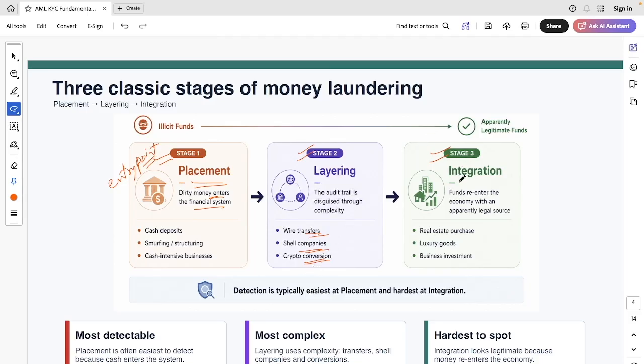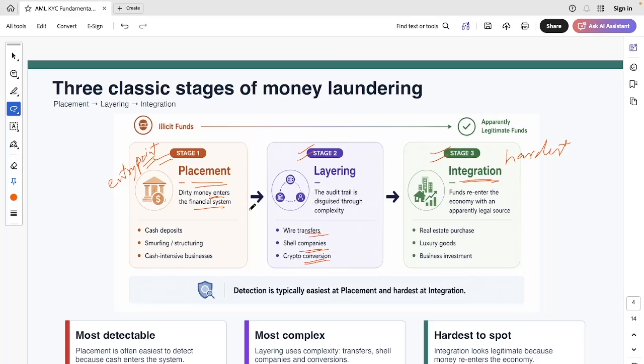Third stage is integration. Integration means money comes back looking legitimate. This is when the money comes back into the economy looking legal. It may appear as proper investment, business profit, consultancy income, loan repayment, luxury assets, or foreign investment. This is the hardest stage to spot because the money now looks clean. The money has already got mixed into the economy. It has a story. The money has a story.